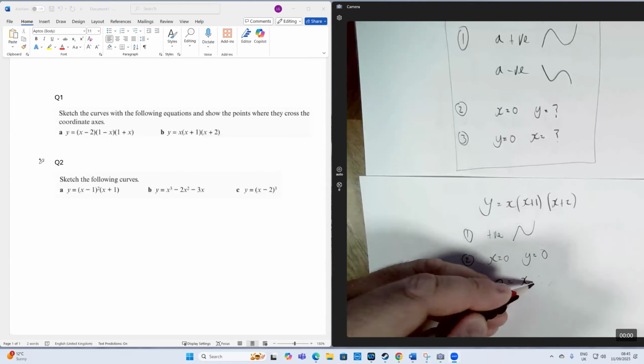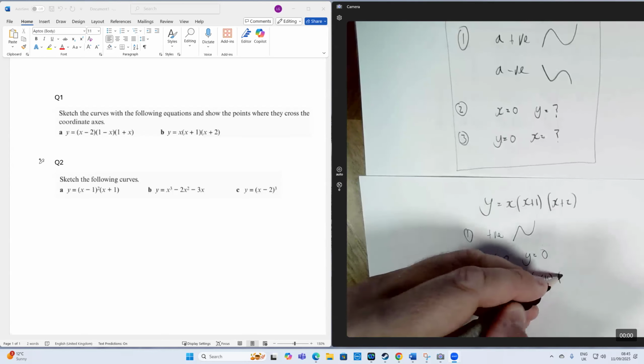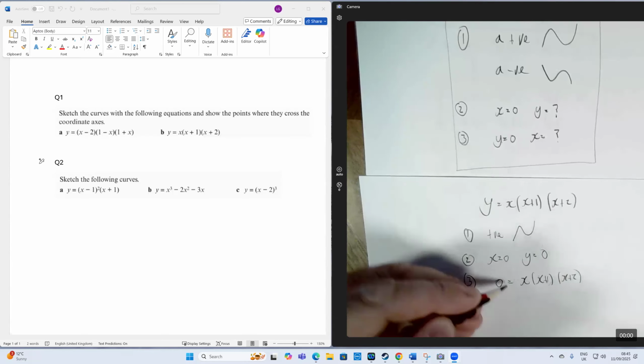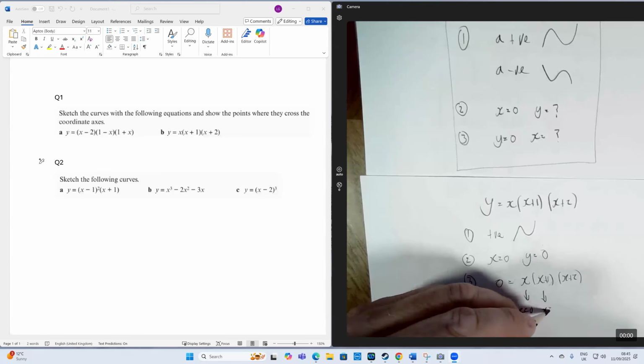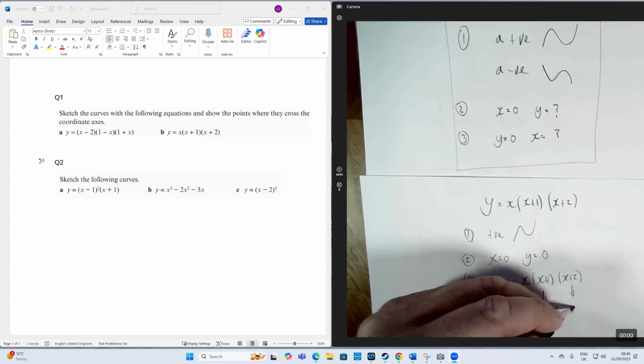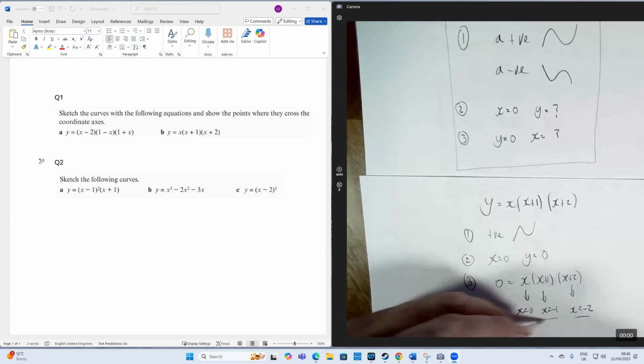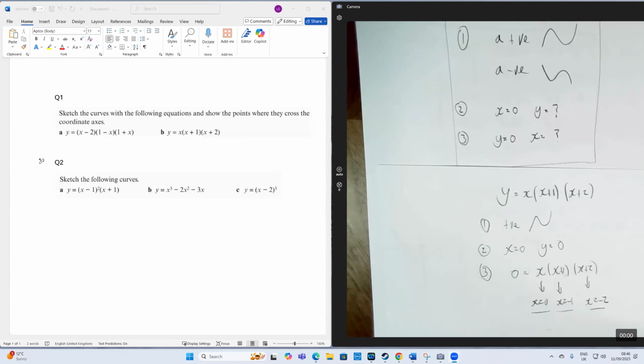So we have x, x add 1, x add 2. So this is going to give us x is 0. This is going to give us x equals -1. And this one's going to give us x equals -2. So we've got our 3 pieces of information, so we can bring those together now in order to draw our sketch.